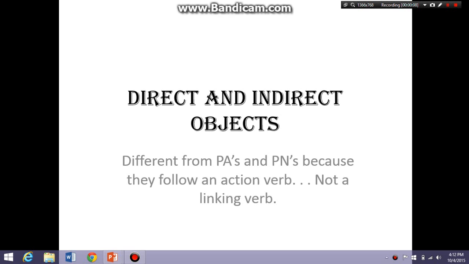Your homework tonight is you're going to be starting to learn about direct and indirect objects. These are also subject complements, but they are different from predicate adjectives and predicate nouns because they follow an action verb, not a linking verb. So it is super important that you know the difference between your action verbs and your linking verbs. Otherwise, you're never going to get these right.